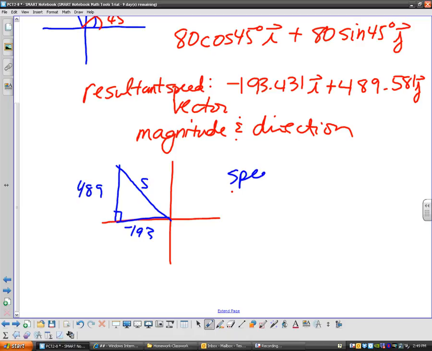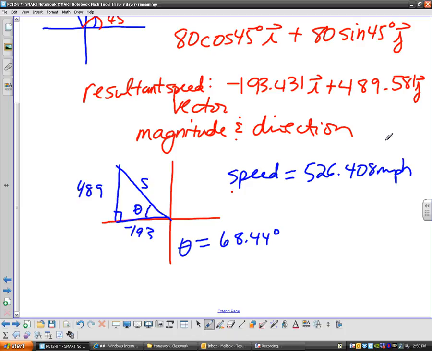So the speed of the plane is 526.408 miles per hour. And the angle, when you use tangent, you find this theta over here, you get 68.44 degrees. But remember, we want to measure it, in this case, probably off the positive x-axis. So that would be 180 minus 68.44, so our angle would be 111.559 degrees. Make sure you're using your calculator's store feature when you go through all of the adding and subtracting of the components.